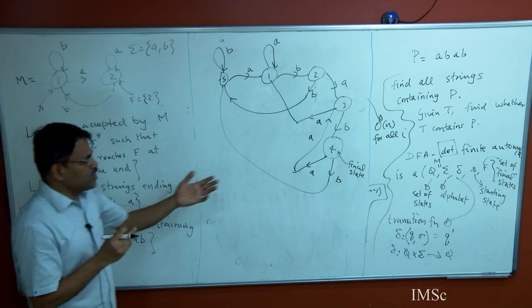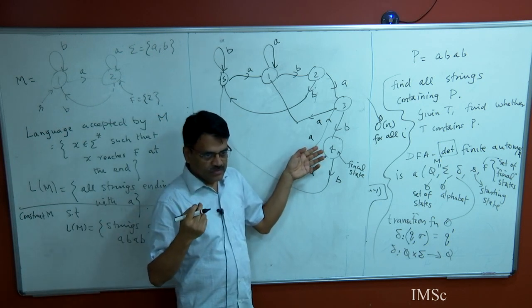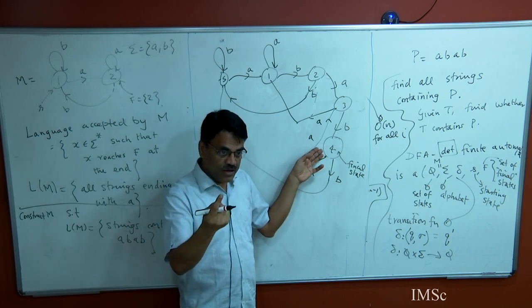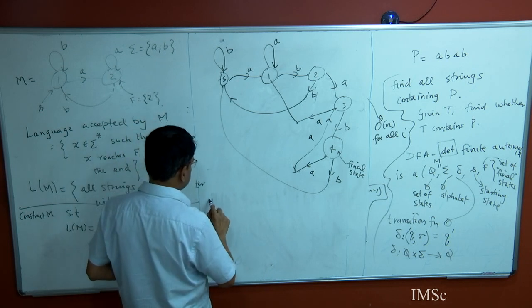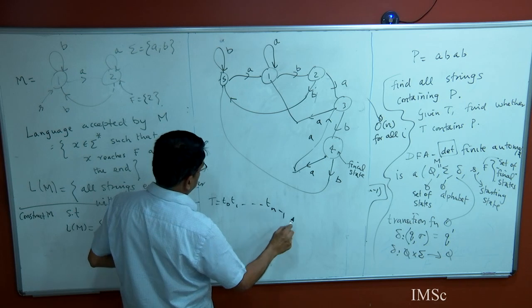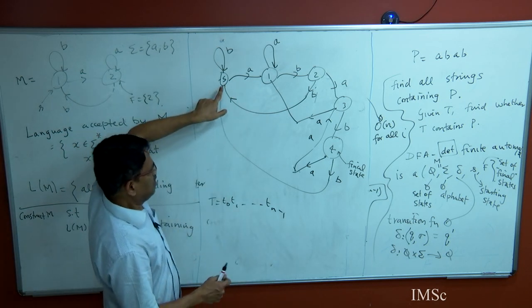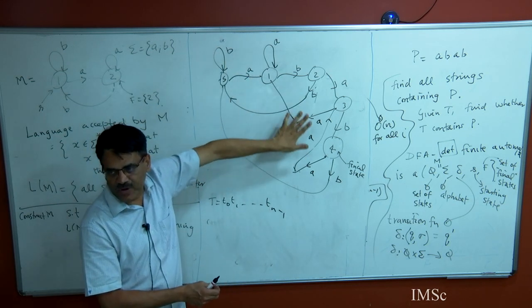Every time you reach 4, you got one occurrence. And more importantly, how do I know where the pattern occurred? How am I going to use the machine? Some text comes, T0, T1, Tn minus 1. So take the text and run it on this. Start from S, and depending on whatever my transition function tells me, I stay in the appropriate state.